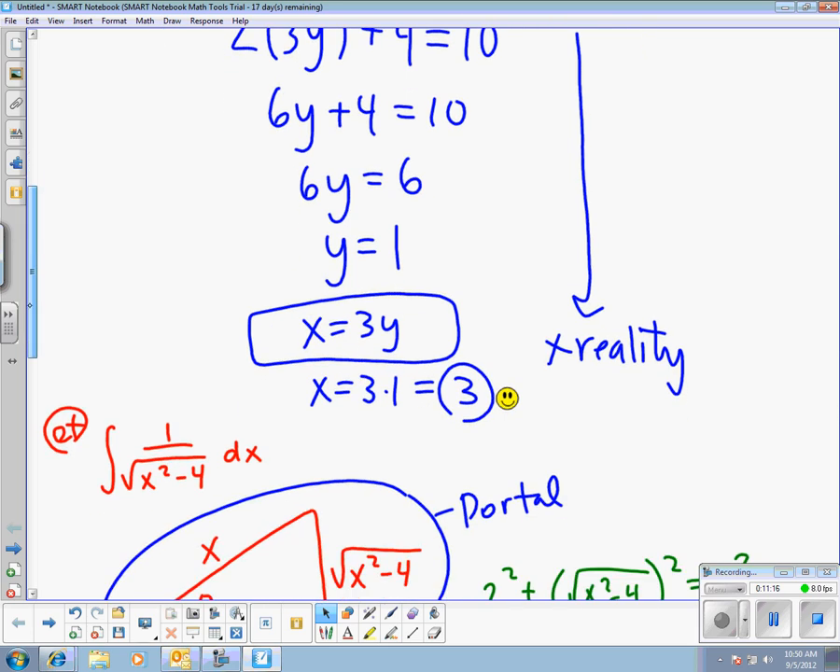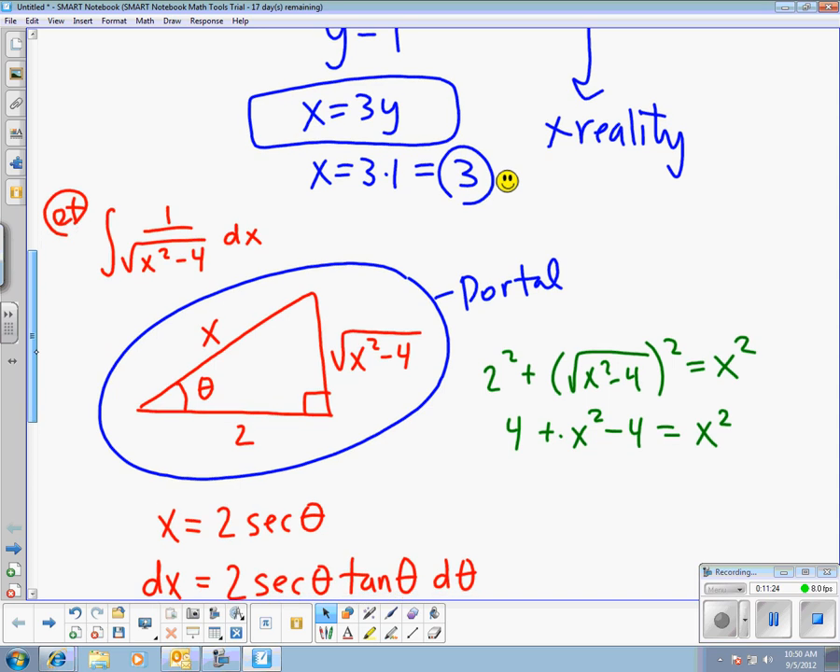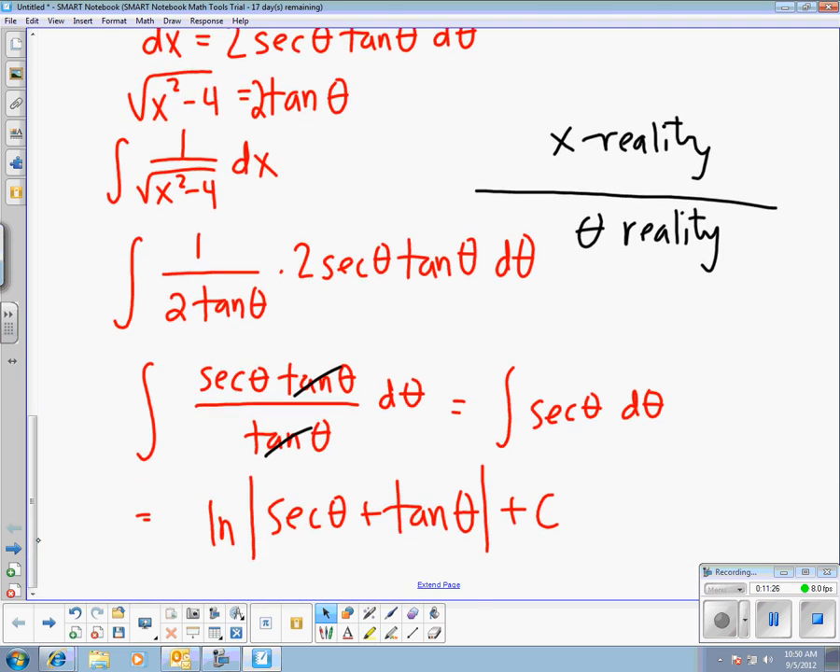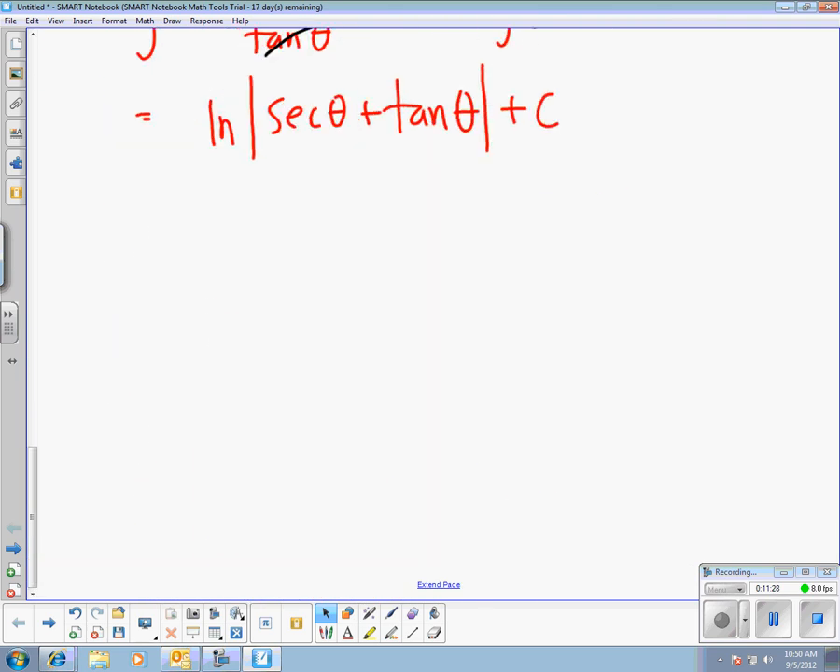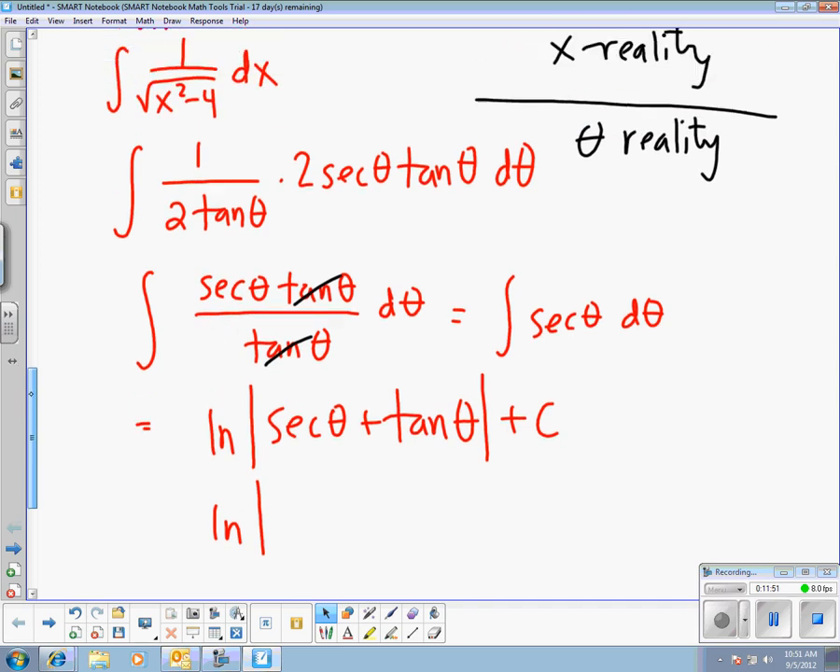So I need to use my portal, this triangle, and the relationships in this triangle between x and theta, and go backwards to figure out what is my answer in terms of x. Okay? So basically that's going to involve figuring out what's the secant of theta and what's the tangent of theta. Sometimes you will already have addressed those two things, and sometimes you won't. But one way or the other, you have to come up with an expression for what is the secant of theta. So let's look back and see if we have any relationship between the secant of theta and x.